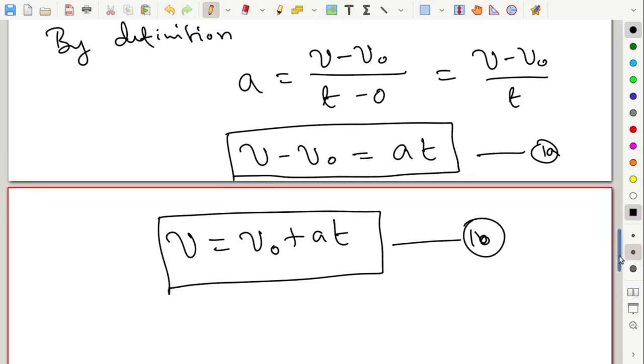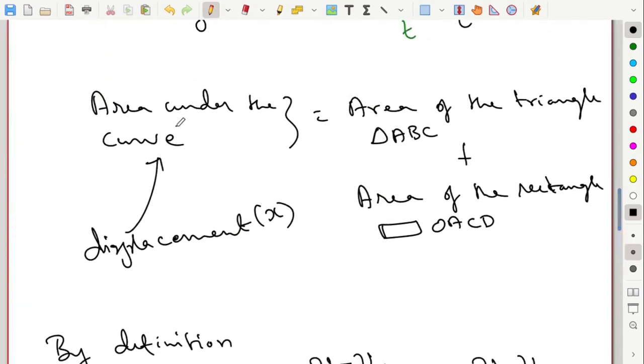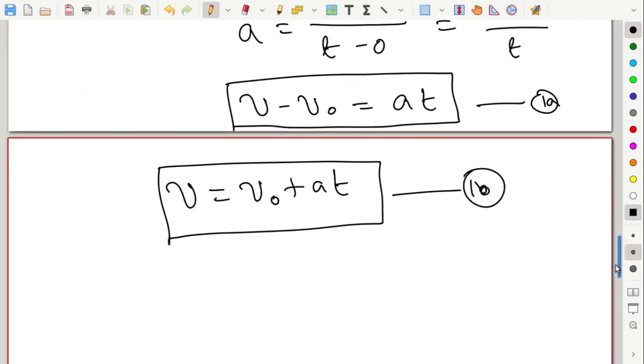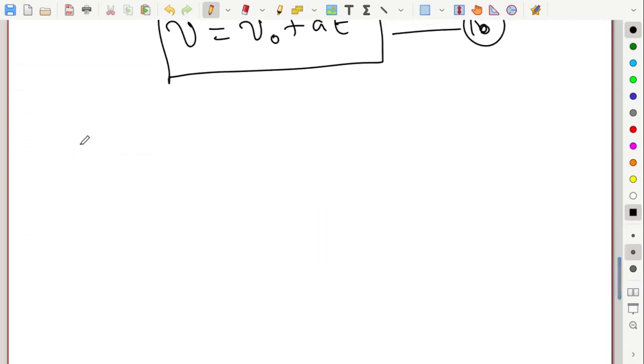Okay, so next, what we can do is use this idea. Displacement x equals the area of the triangle plus the area of the rectangle. We are going to use that one. So x, this is the displacement, so displacement equals the area of the triangle, which is half length into breadth.